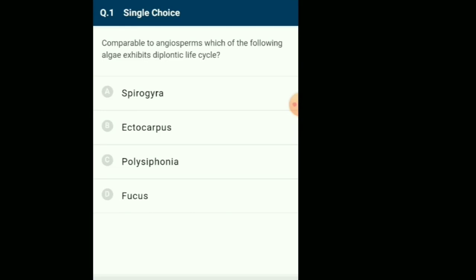The haploid phase is represented by the short-lived, one- or few-celled gametophytes. Examples are all gymnosperms, all angiosperms, and algae like Fucus. So the answer for this question is option D, Fucus.